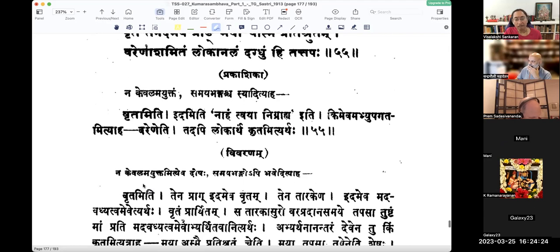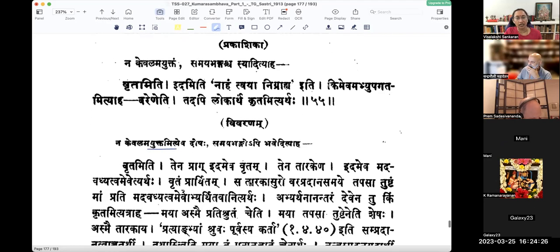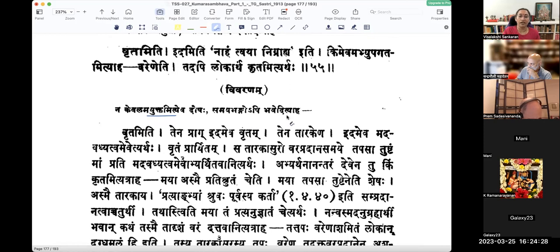So, na kevalam ayuktam ityeva doshaha. Samaya bhangaha api bhavet ityaha. Samayaha atra niyati. Loka niyati. Loka niyate hai bhangaha api bhavet. So he would have destroyed all three worlds with his tapogni, and that was not the proper time for pralayam. So he had to save the world also at that time.